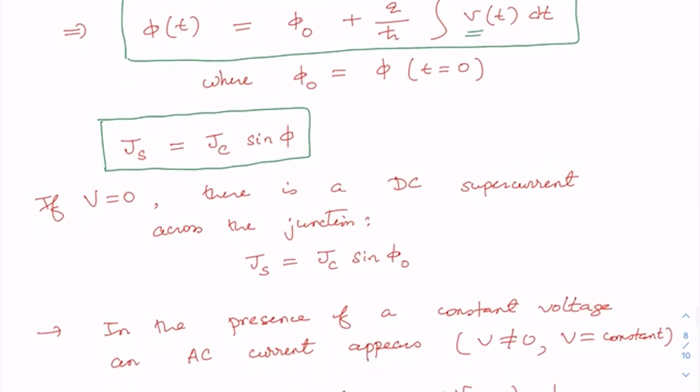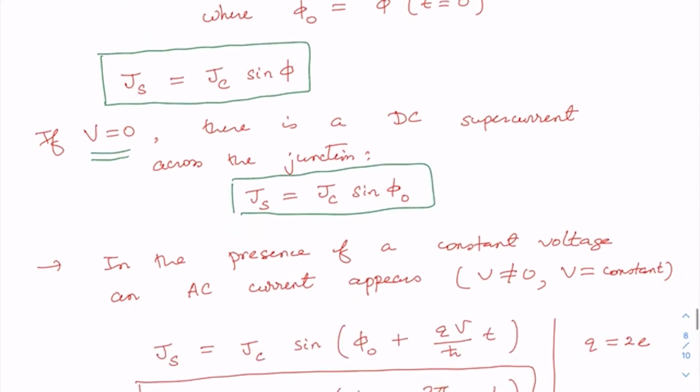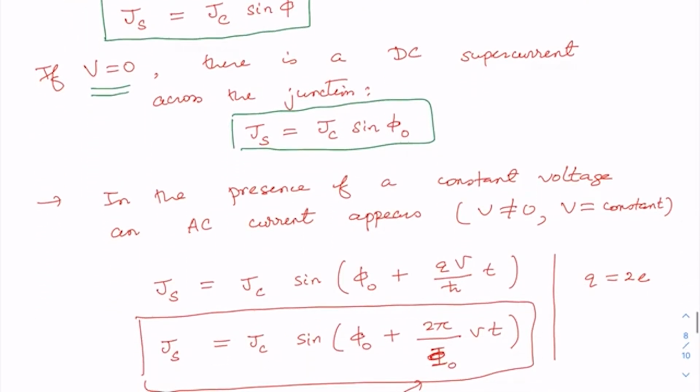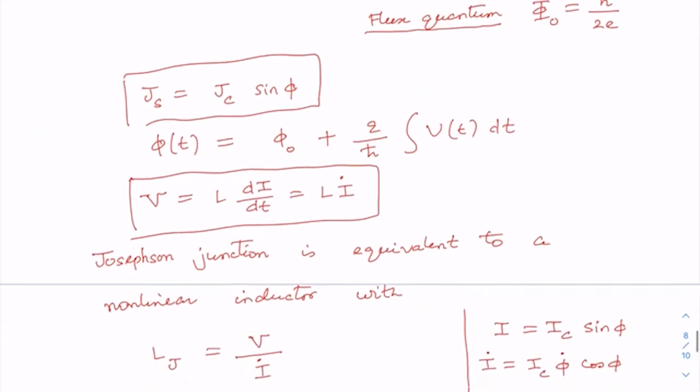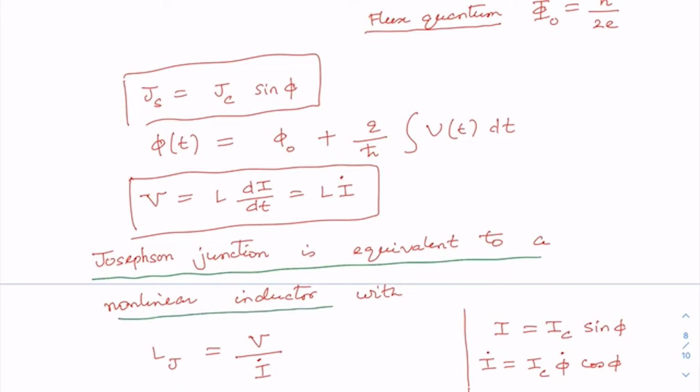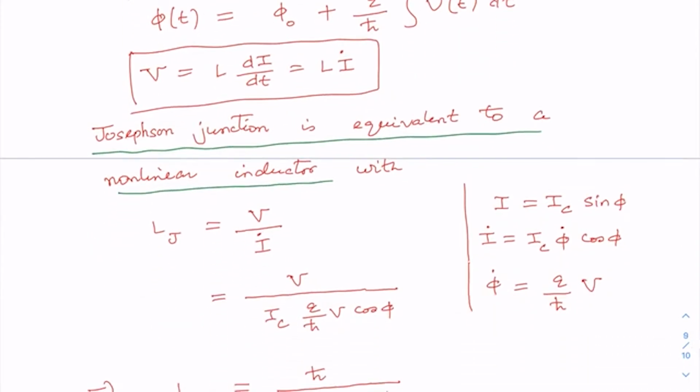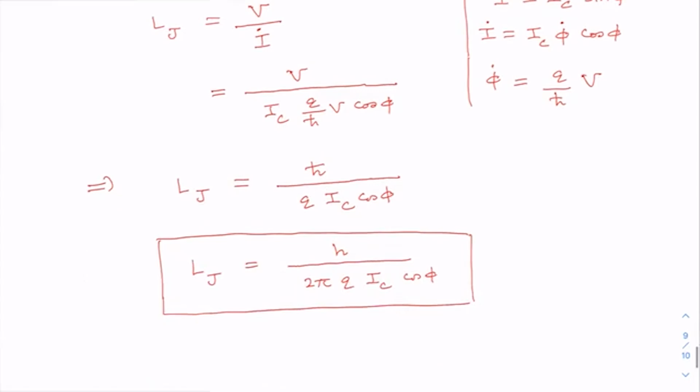So if there is no external potential difference between the two superconductors, then there is a DC supercurrent across the junction. And in the presence of a constant voltage, an AC current appears, which is quite evident from this expression. This expression we can further express in terms of the flux quantum. And finally, we saw that this Josephson junction is actually equivalent to a nonlinear inductor with inductance Lj given by this expression.